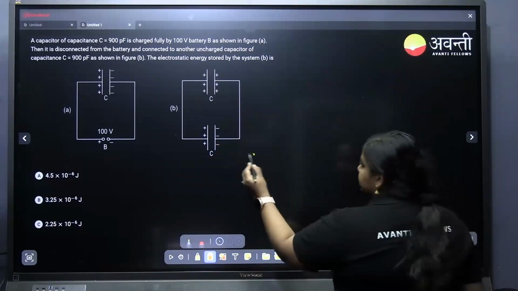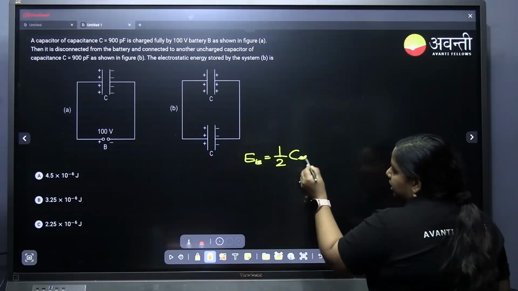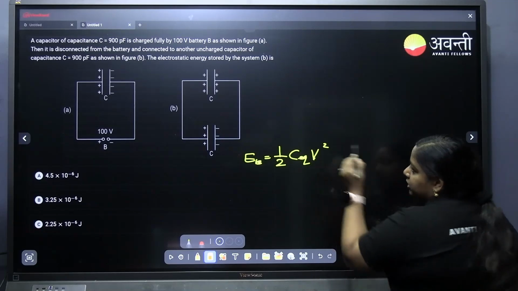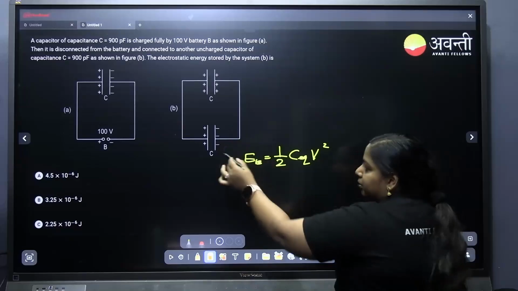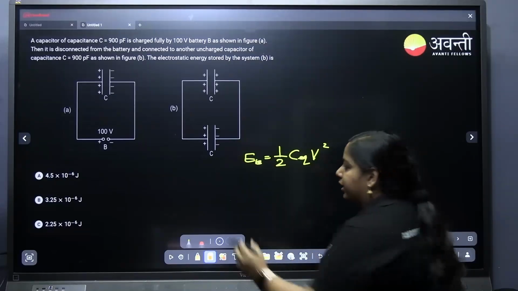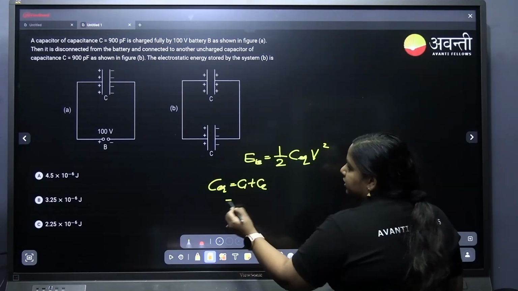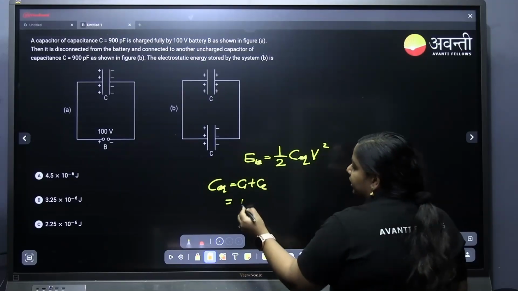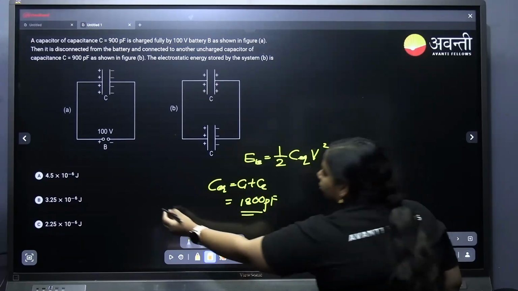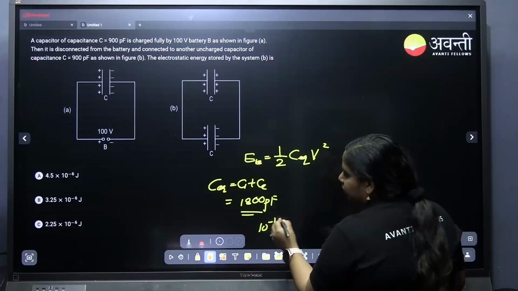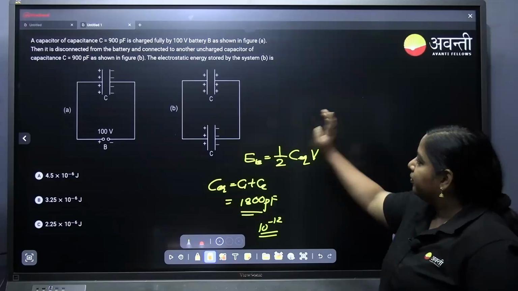So energy in system B is equal to half C equivalent into V square, whatever be the potential. C equivalent is C1 plus C2. We can do that, okay. C equivalent equal to C1 plus C2, which is equal to 900 plus 900, 1800 picofarad. Picofarad is 10 to the power minus 12, okay. Pico is 10 to the power minus 12.